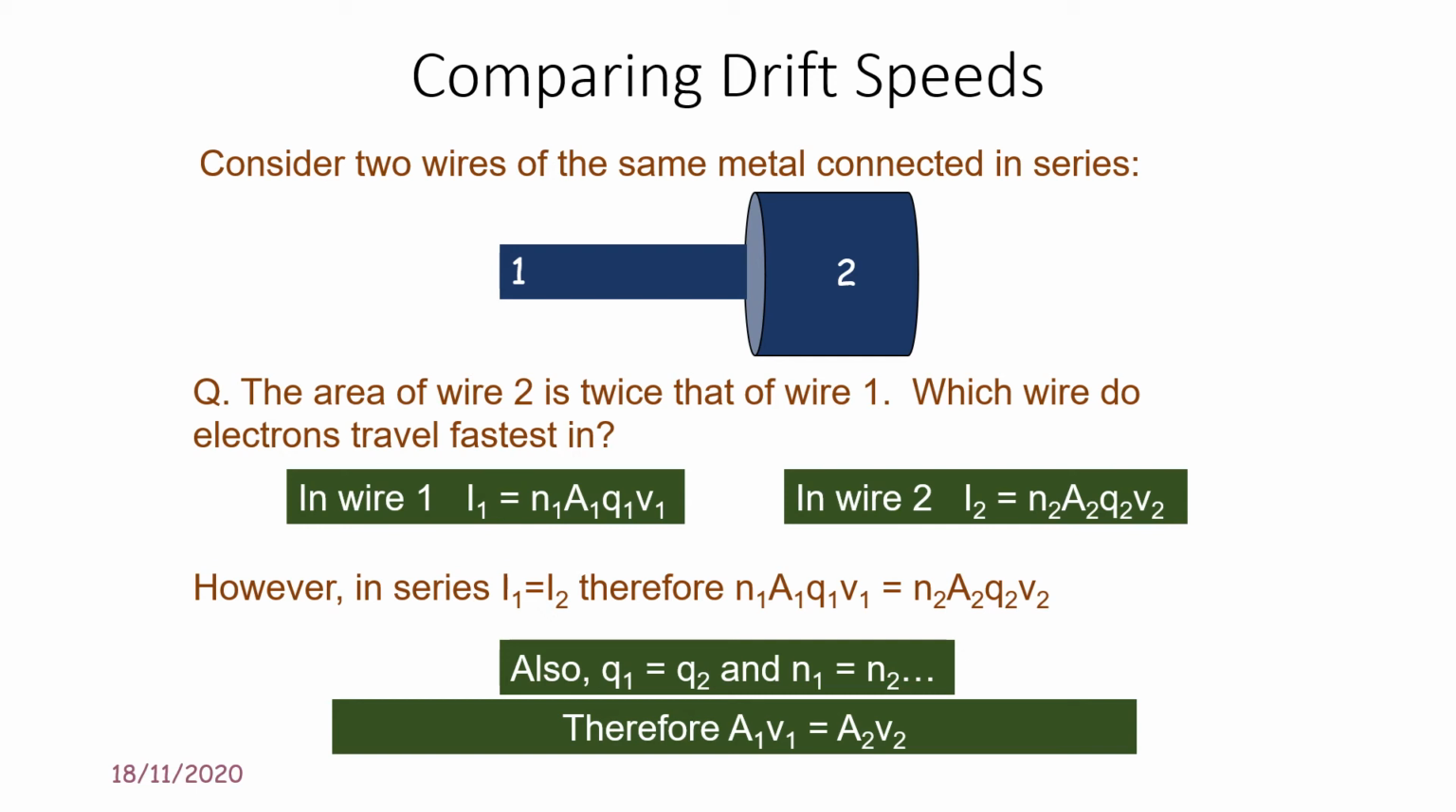So the cross-sectional area multiplied by the drift velocity is a constant. So what that means is, if we increase the cross-sectional area, we will decrease the velocity, just considering one circuit with a common current.